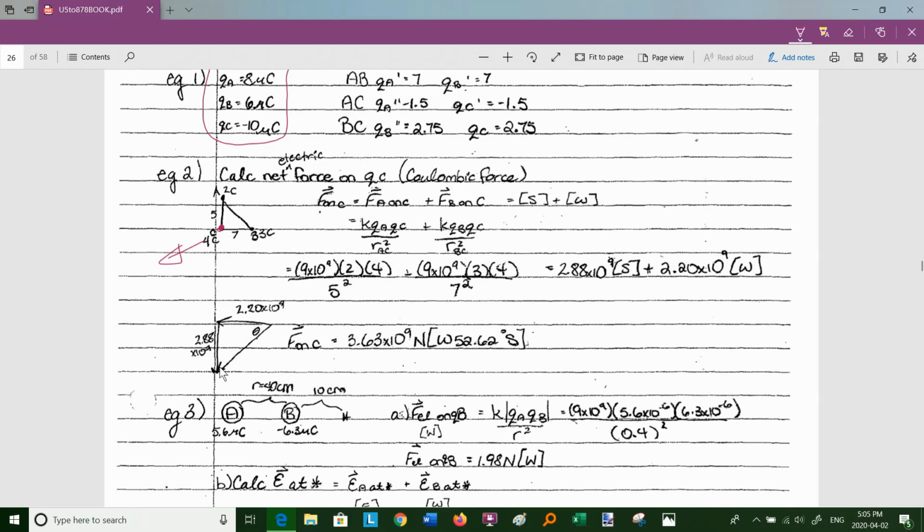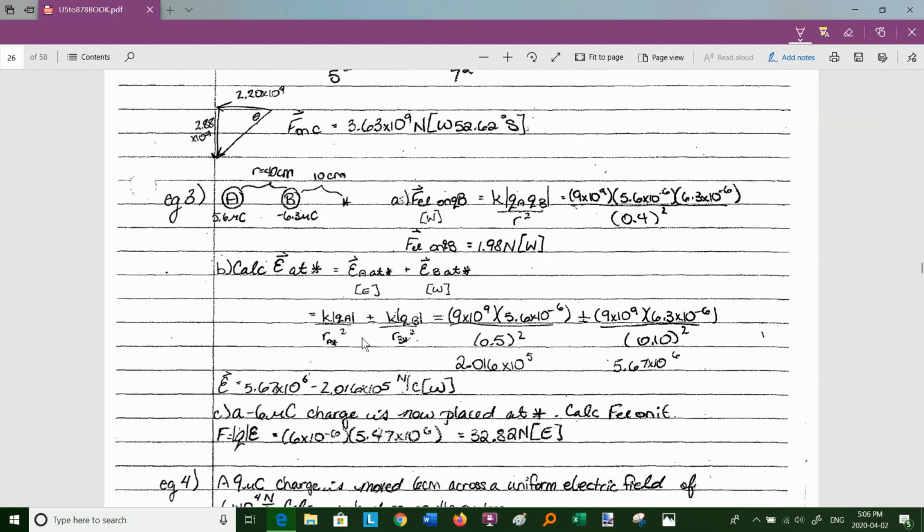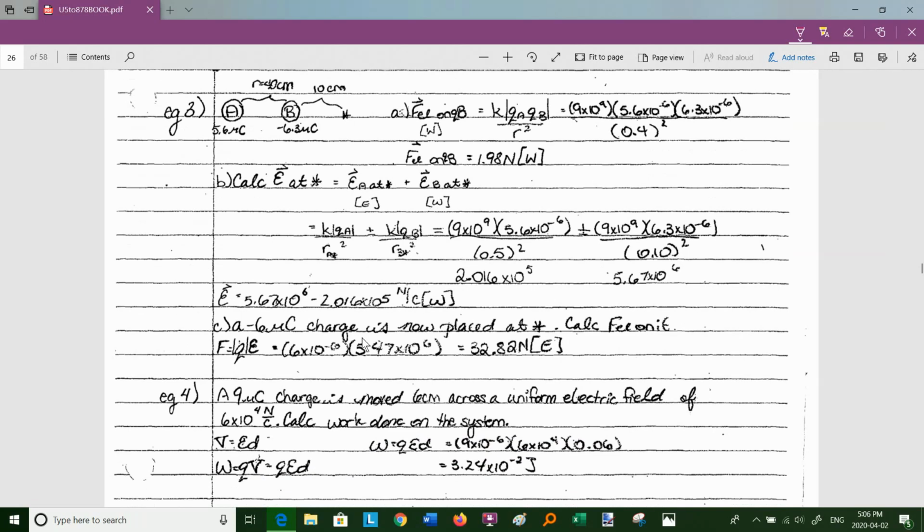Now, if they asked you the electric field at that point, well, all you would do is take your 3.63 by 10 to the 9 newtons and divide by the 4 coulombs, because the 4 coulombs is right there, and that will give you the electric field at that point, and it would be in the same direction because they're both positive. Okay? But I'm definitely going to ask you the electric force. Definitely, yeah, sounds good. Okay.